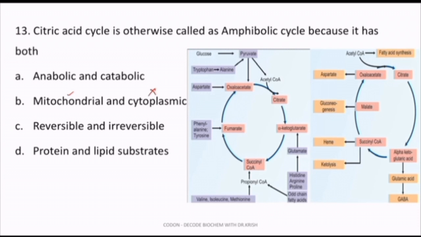And what about continuous effluxes? Alpha ketoglutarate can be utilized for GABA synthesis. Succinyl CoA can be used for heme synthesis and ketolysis, and malate can be used for gluconeogenesis. Again, by transamination, oxaloacetate can be converted to aspartate. Acetyl CoA can be converted to fatty acids. This way there is constant efflux also. So this is called the amphibolic pathway because it is both anabolic and catabolic.